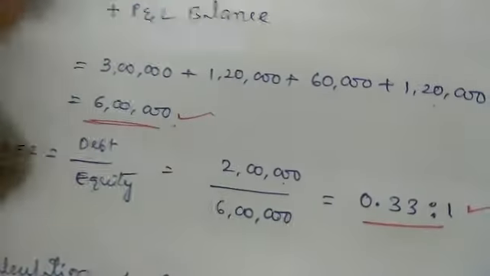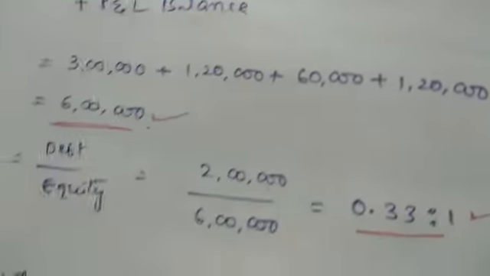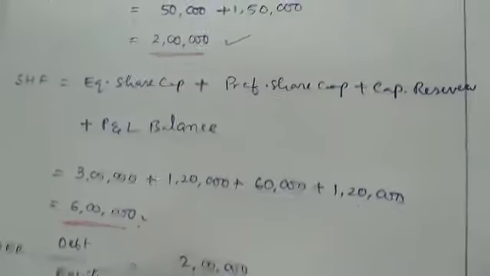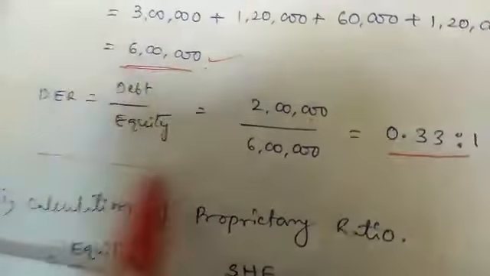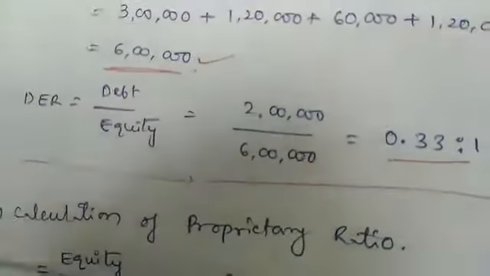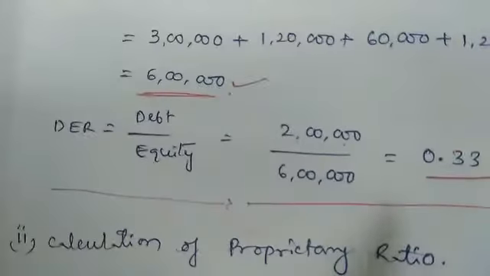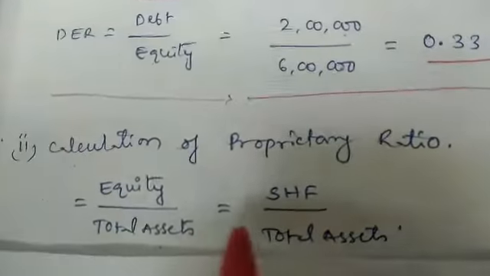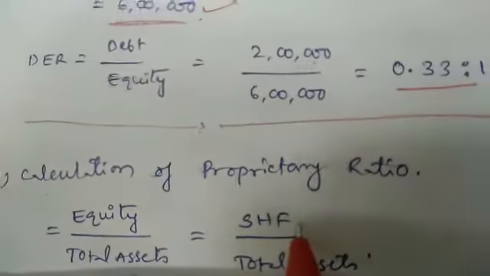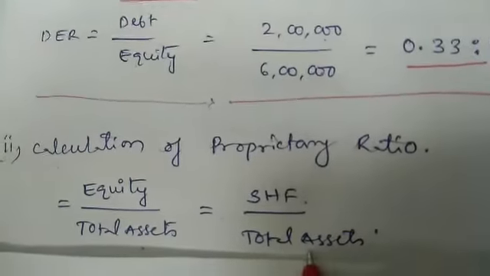Next, what is the next ratio? Calculation of the proprietary ratio. Put the heading, calculation of proprietary ratio. This is the second one, so the first one is over. What is the formula? Equity divided by total assets, or shareholder funds divided by total assets.